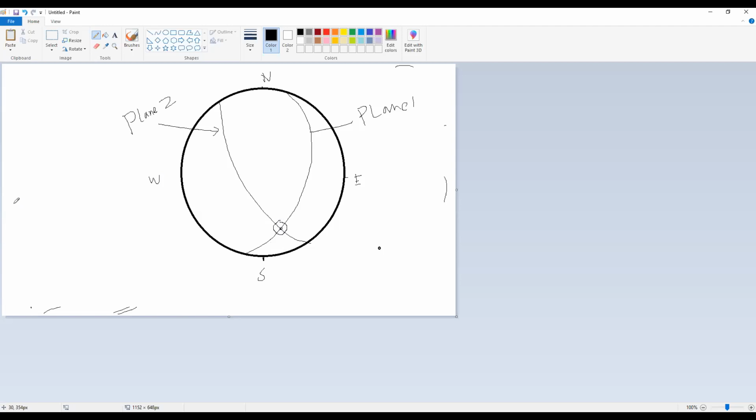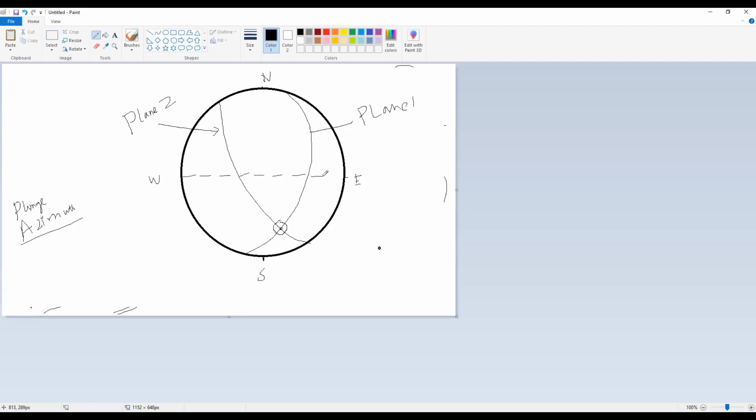That is plunge and azimuth. How to determine it from this particular figure? Anybody have any suggestion? Sir, we will rotate this point. We will make this point coincide with east-west, and then we can measure. Yes, very good answer.